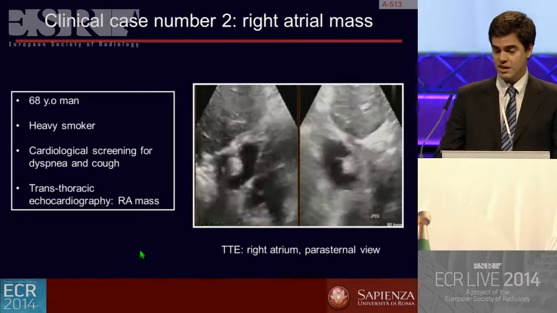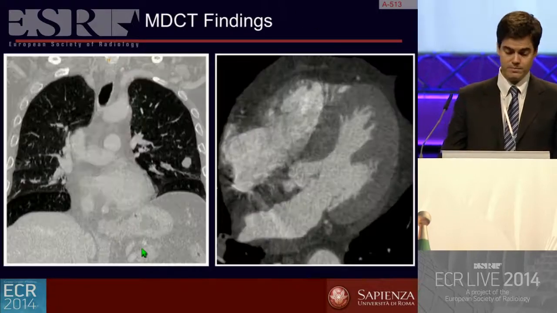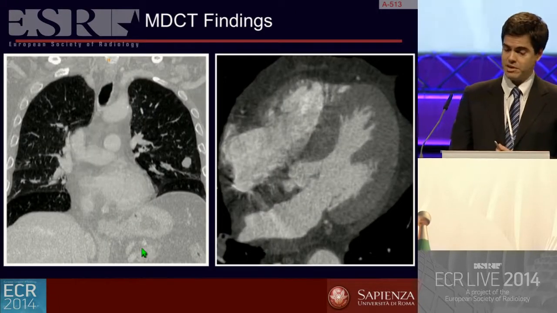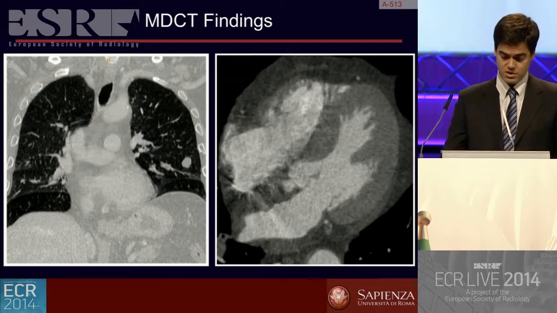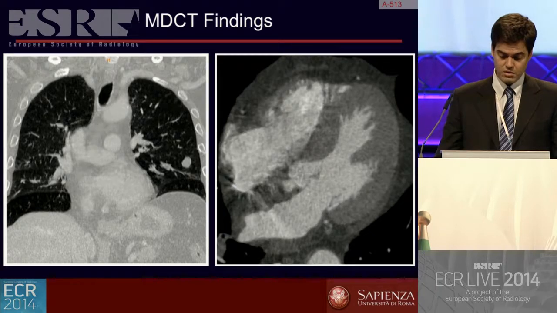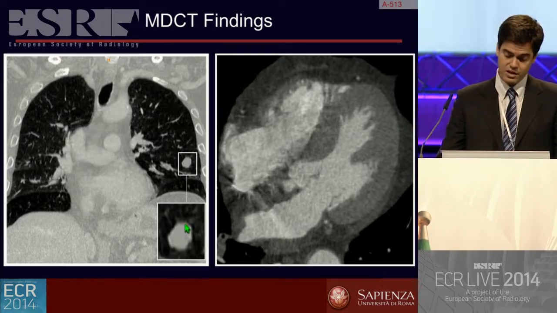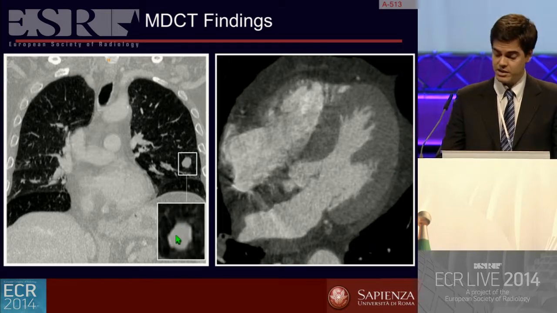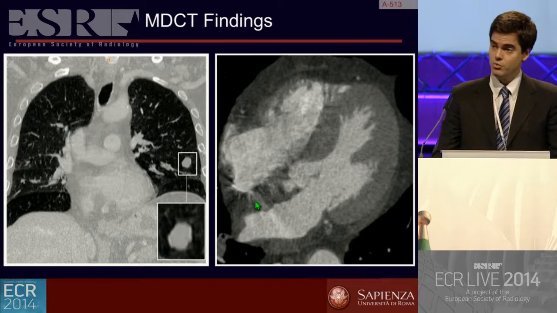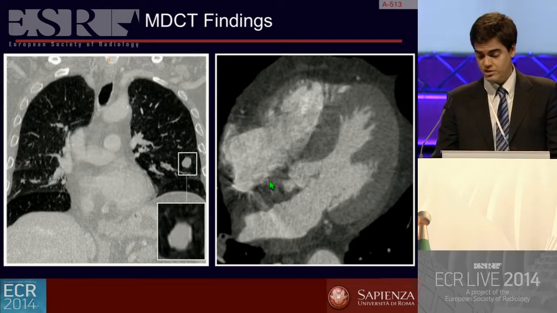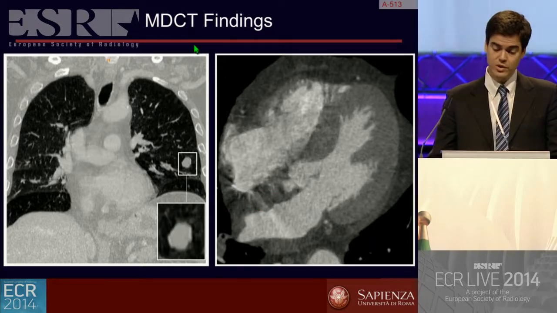Of course, a further exam was required. The first thing we did, because of organizational reasons, was a CT of the chest. So notice that there is a nodule located within the superior left lobe of the lung, which has characteristics of benign behavior, regular shape, and you see the lesion here, which is involving the interatrial septum and the posterior wall of the right atrium.